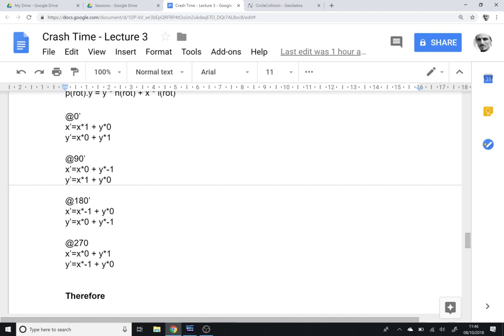Okay then. So, at 0 it's easy. X is x, y is y. And we need to eliminate these. At 90 degrees, x is minus y. That's the tricky one. Y is merely x. At 180 degrees, x is minus x, and y is minus y. And then when we get to 270 degrees, x is y times 1, and y is x times minus 1.